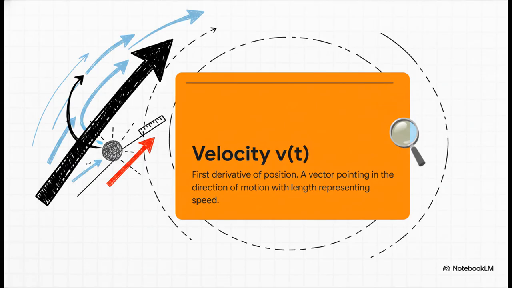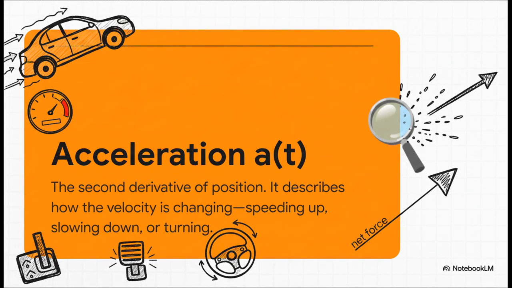And I want to be super clear here. This is way more than just a number for speed. It's a vector, which means it tells us 2 absolutely crucial things at once. Which direction the object is heading, and this is key, its length tells us the object's speed. And we're not going to stop there. What if we take the derivative again? Well, now we get the acceleration vector a of t.